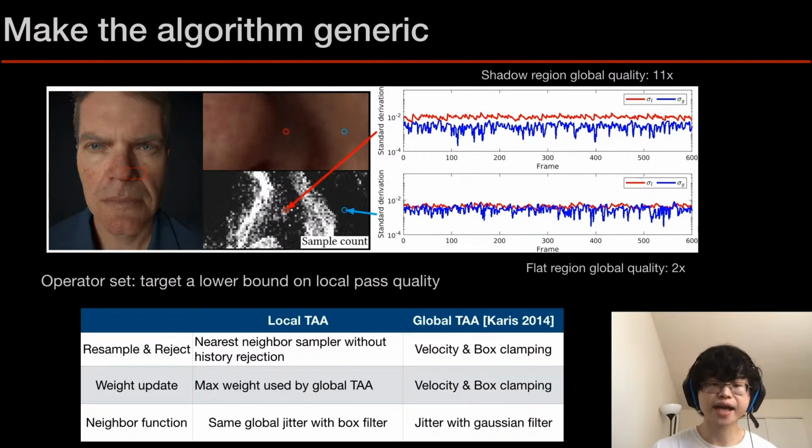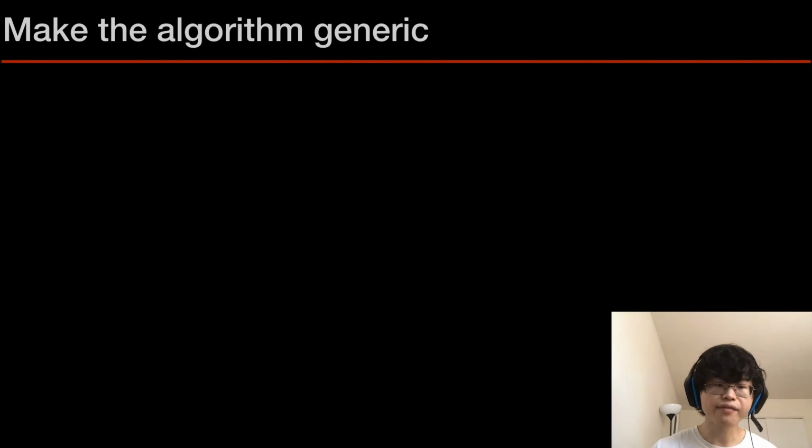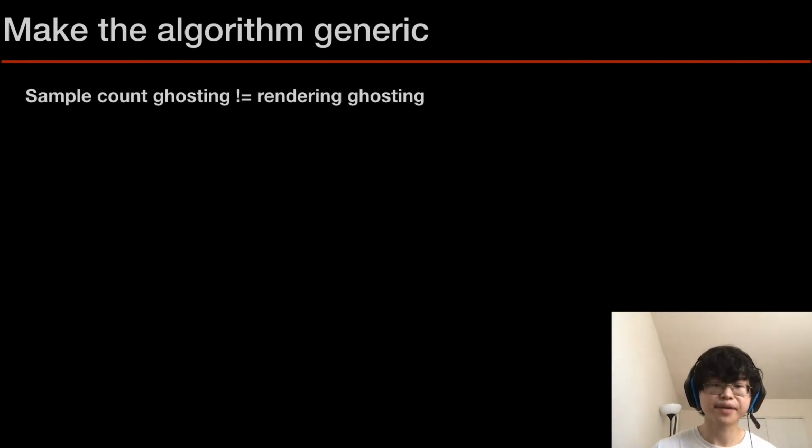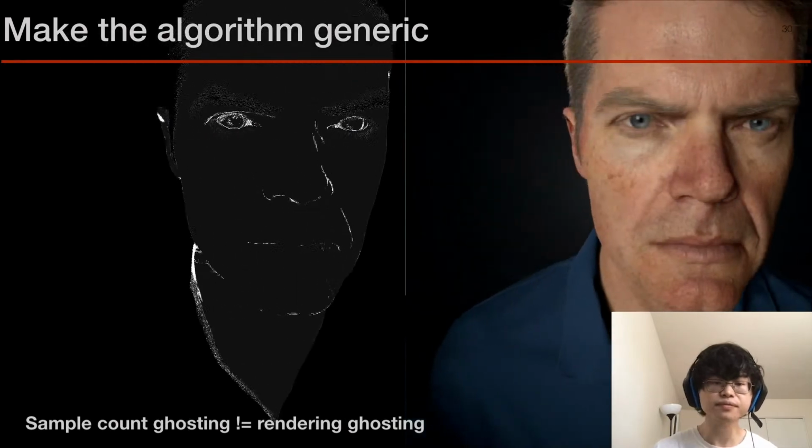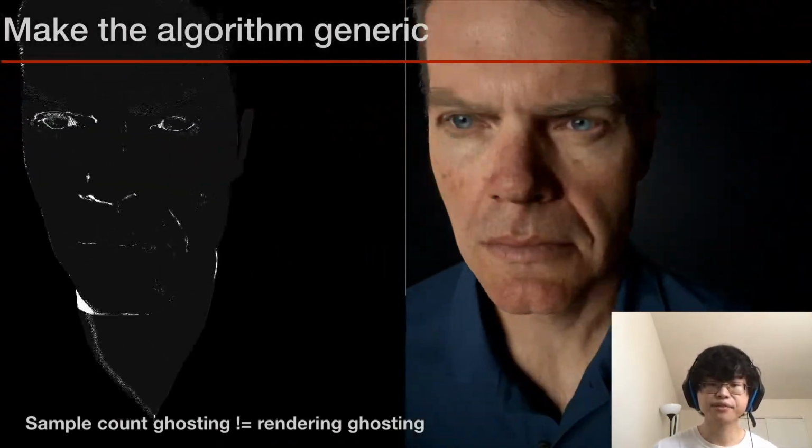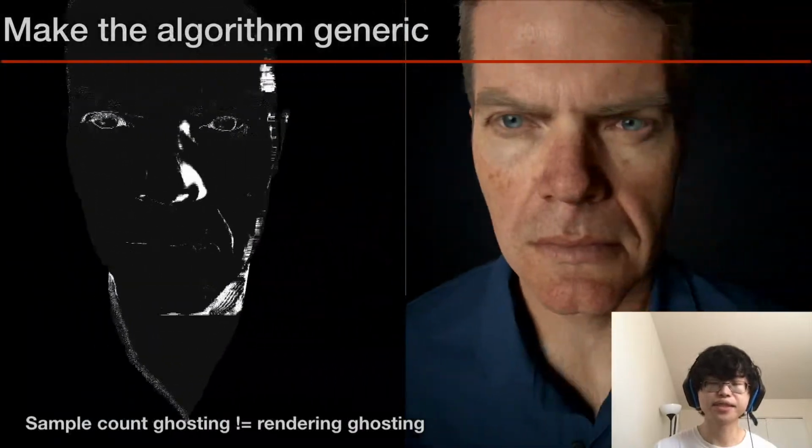Our local pass does not constrain the global TAA implementation because we target a lower bound on local pass quality. For example, as shown in this table, we use the max weight of global TAA for weight update, while the weight in global TAA is determined by velocity and box clamping. Because of this, people may be worried that this could cause ghosting to the rendering. However, in our scenario, it does cause ghosting, but to sample count. And the sample count ghosting is not rendering ghosting. We demonstrated in this shaking video. This ghosting actually should improve the rendering quality input to the global TAA.